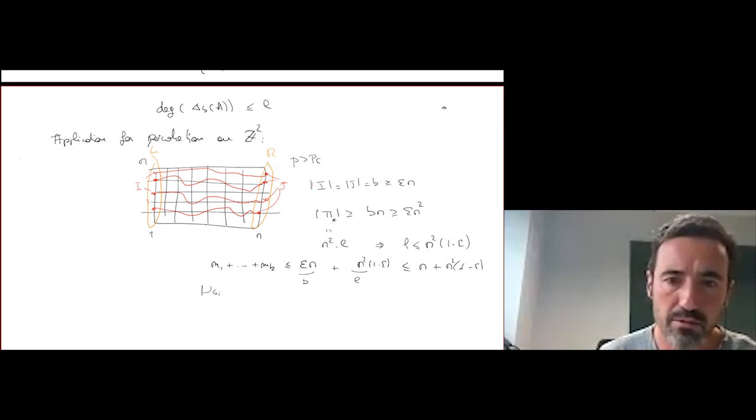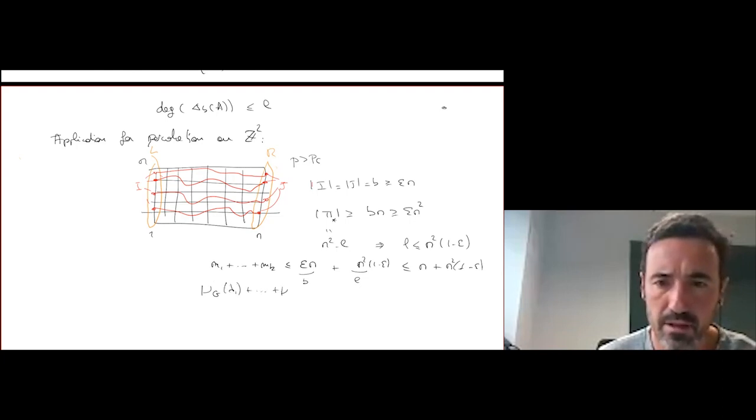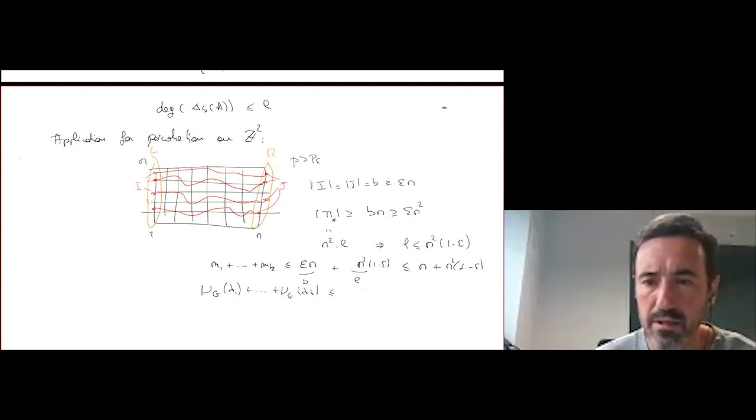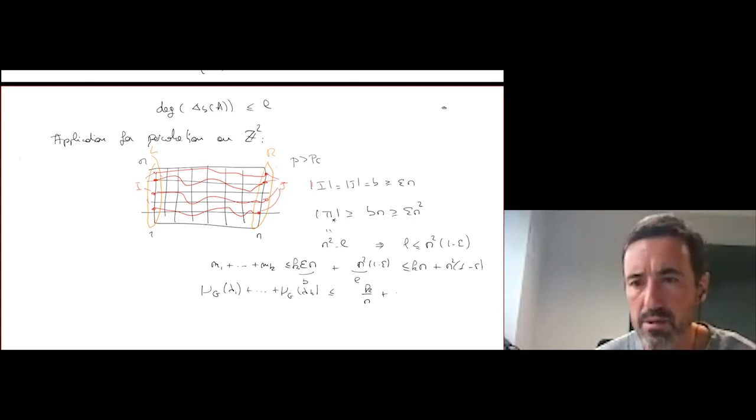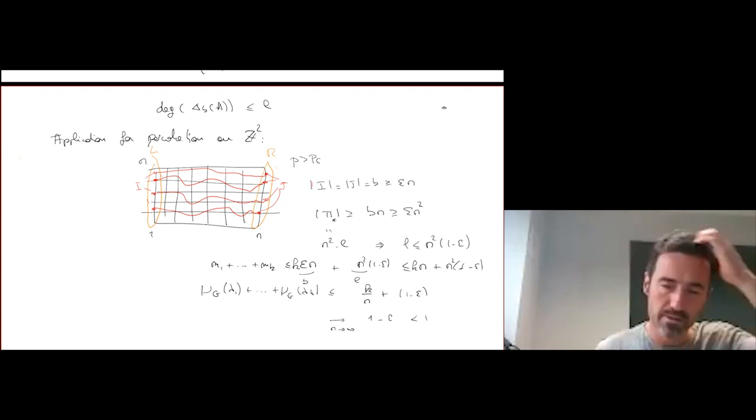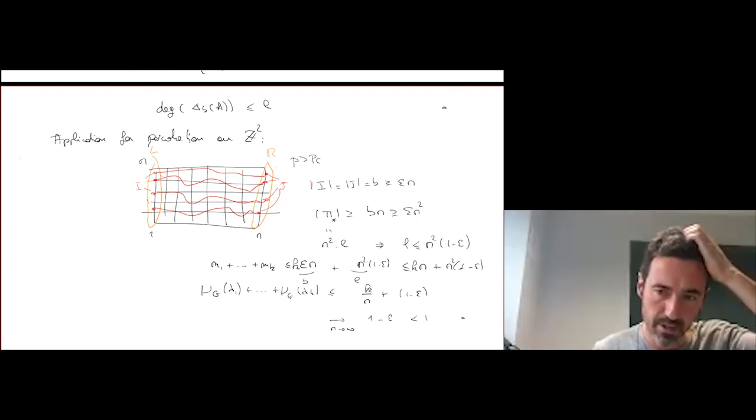So when you normalize by the total size of the graph, you obtain that the sum of the multiplicities when you sum k vertices is bounded by k over n, by the lemma, so it's k times b over n plus 1 minus epsilon. And when n goes to infinity, this goes to 1 minus epsilon, so it's strictly less than 1. So this is how we prove this for percolation on Z2.